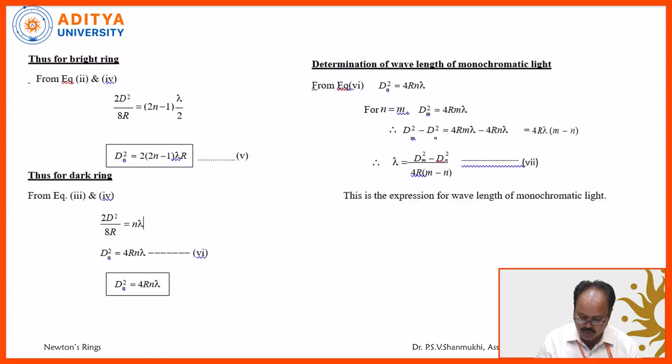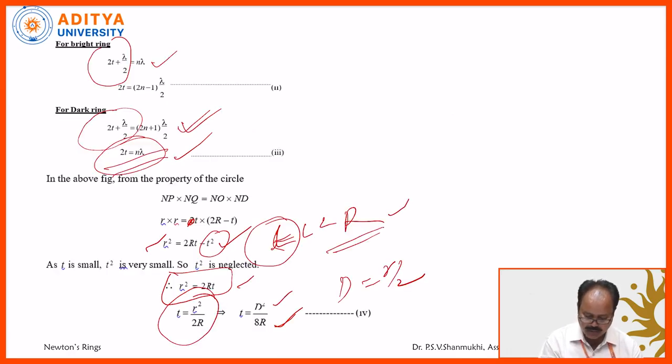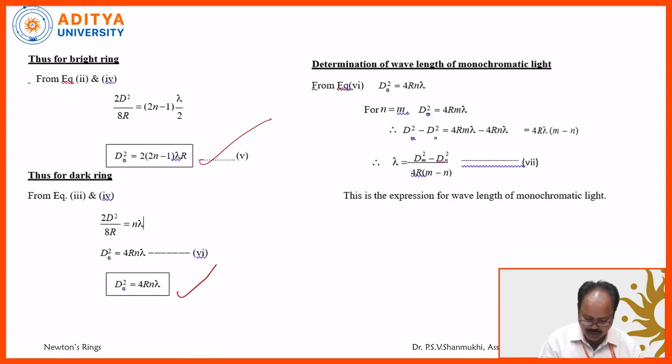Now, from these two, we get the bright ring diameter, but that is not that necessary. For the dark ring diameter, substituting 2t is equal to n lambda, that is t is equal to n lambda by 2, we get D square is equal to 4n lambda R. This is the nth ring diameter square.